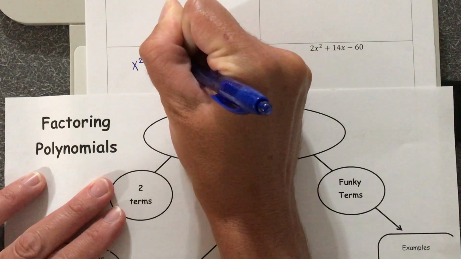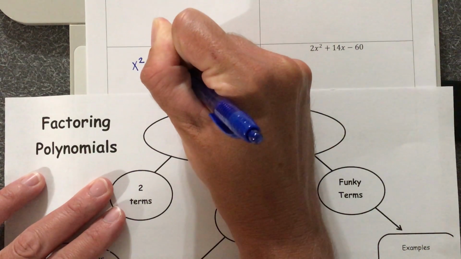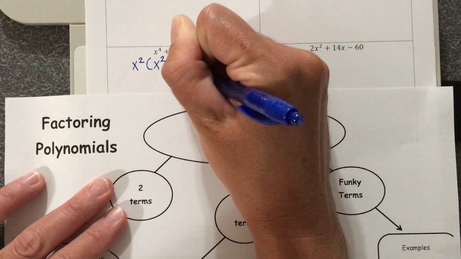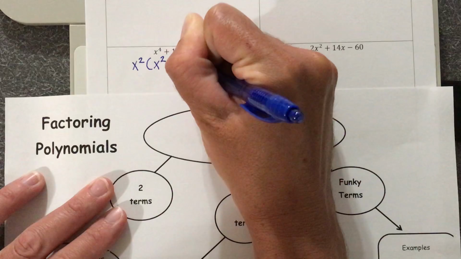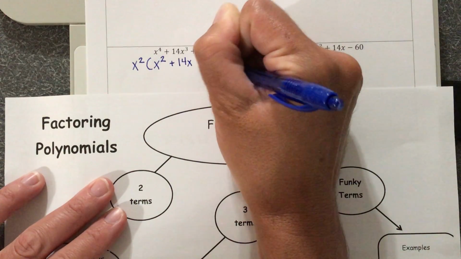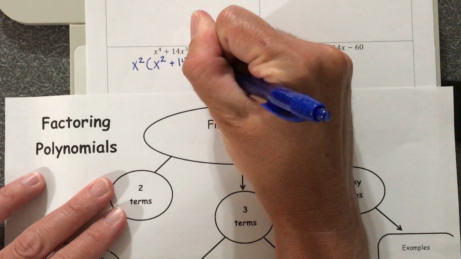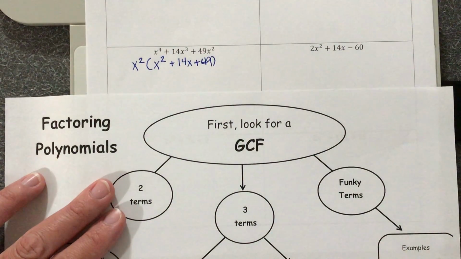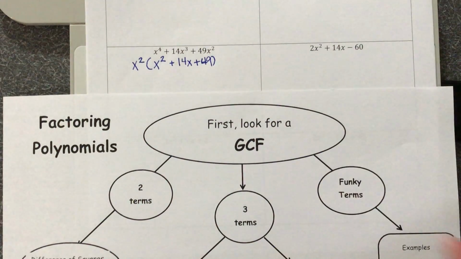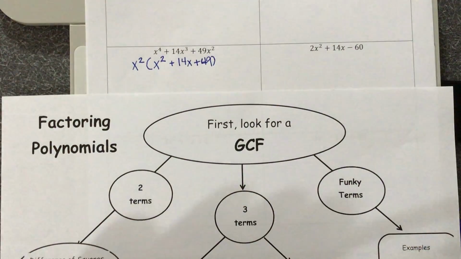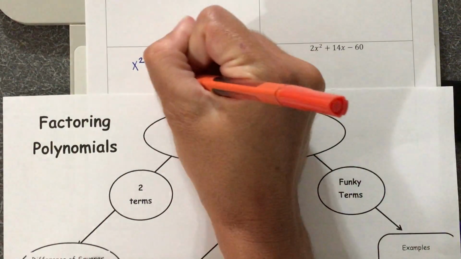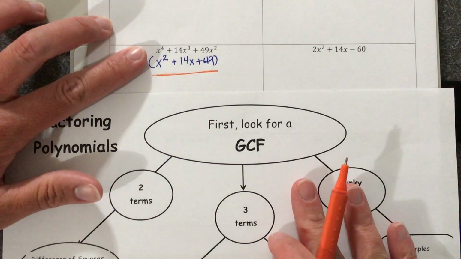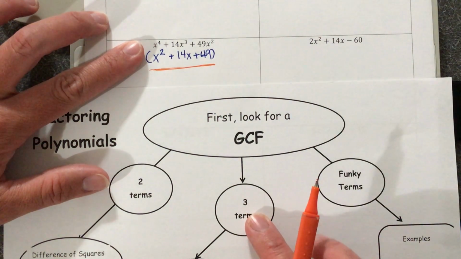So x squared times what is x to the fourth? X squared times x squared. X squared times what is 14x cubed? 14x. X squared times what is 49x squared? X squared times 49. So now let's look at what I have in the parentheses. So we factored out the x squared. The GCF is out. So now I'm going to follow the three-term format.